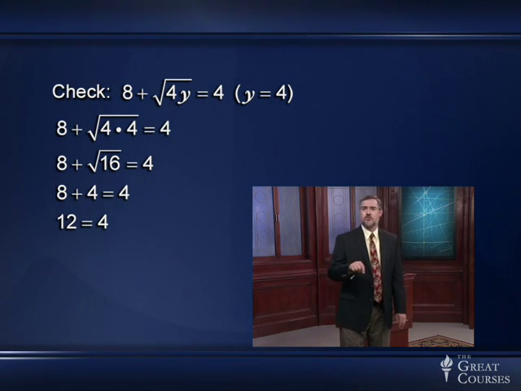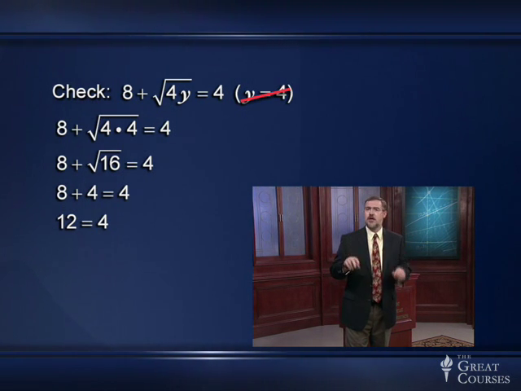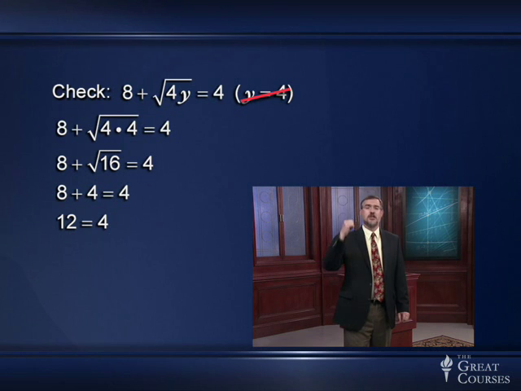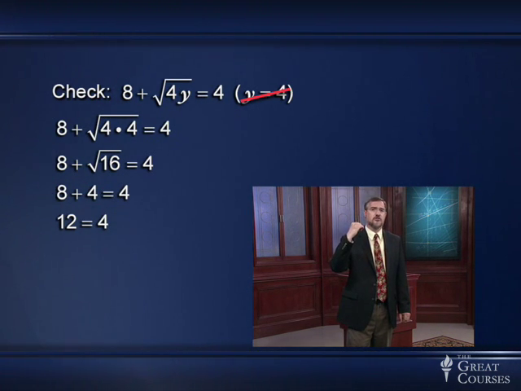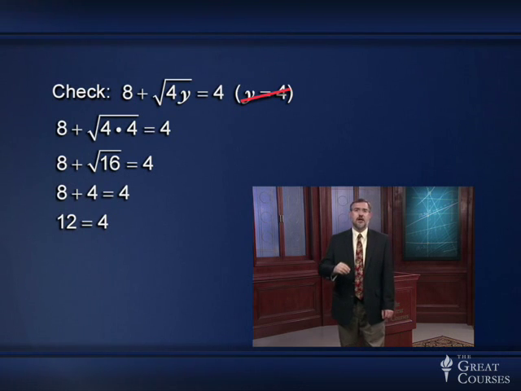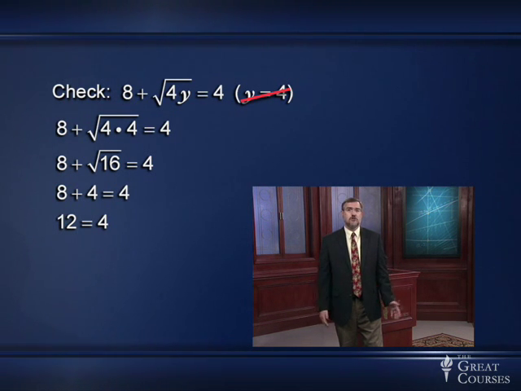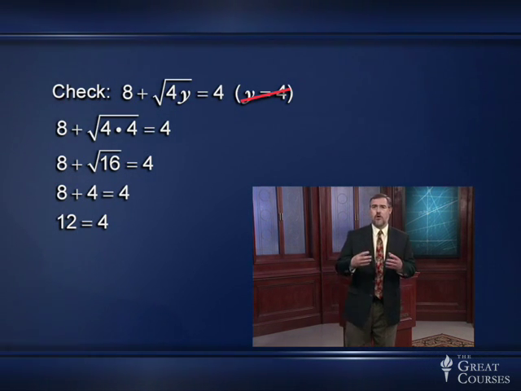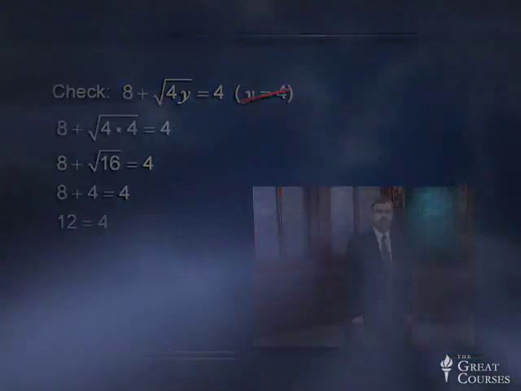It means that y equals 4 is one of these extraneous solutions, which means it's not really a solution of the original problem. It might be a solution of something later, but not of the original. And that means that we actually have no solutions of the original equation. Is that a problem? No. It just means that what we were given in the first place actually has no solutions.